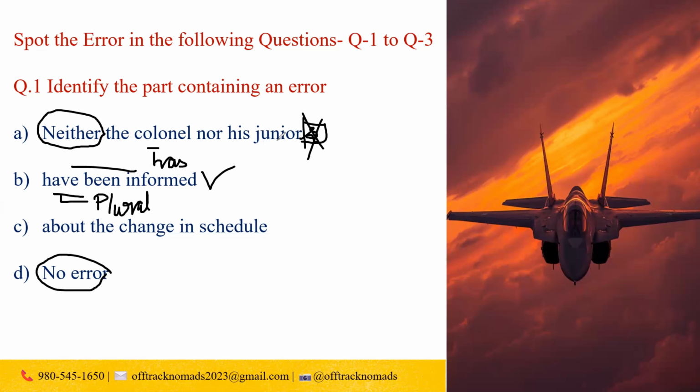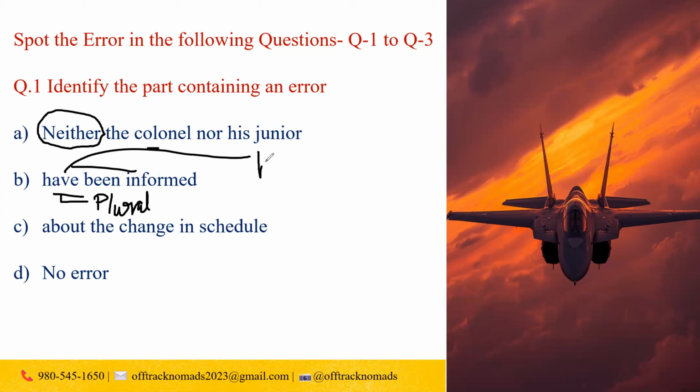Like not, so you're going to take none of them. But the second person is a plural subject. To give respect to that, you can use have. But here, the subject itself, what? Here, the question itself is singular. Both are singular. So in that accordance, the actual verb has to be has. So: neither the colonel nor a junior has been informed about the change in schedule.